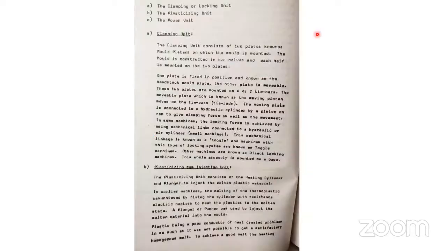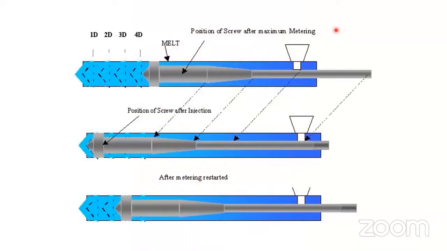Okay. Now see now here, any machine. Backslide is finished? Yes. Go on. In that, metering restarted. What is that, sir? This is a metering section. This is a compression section. This is a feed section.